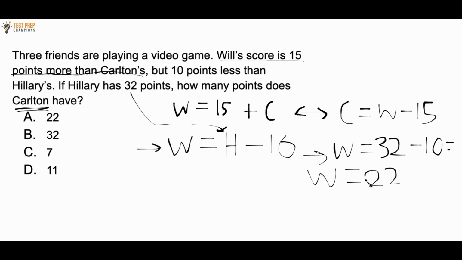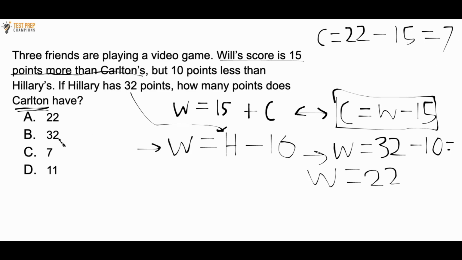And what we want to figure out is how many points Carlton has. So I'm going to take this equation right here, C equals W minus 15, and I'm going to plug 22 in for W because we know that W equals 22. So 22 minus 15 is 7. And the correct answer here is 7. So let me just recap what we did here. So what I did first was I wrote an equation from the first piece of information where it says Will scores 15 points more than Carlton's.